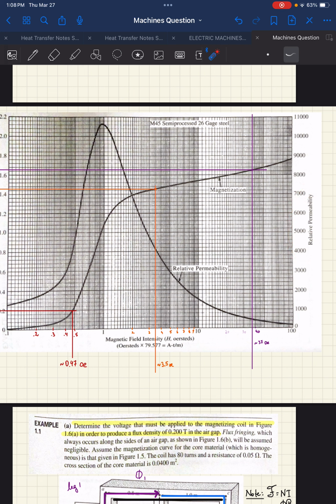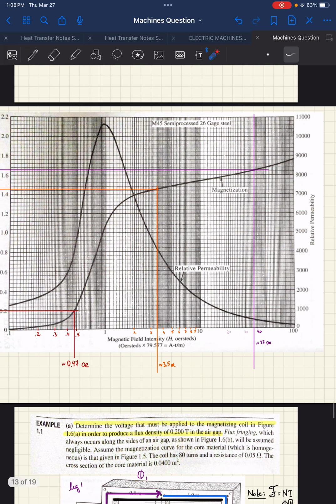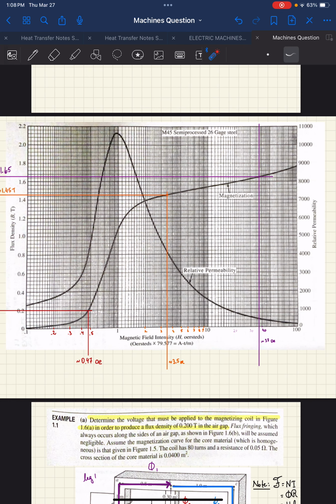As I said, I much prefer to do it with calculations, just because this graph has very thin lines and stuff. So I find it easier to do it the other way, but it's up to you. And that's how you solve this problem.